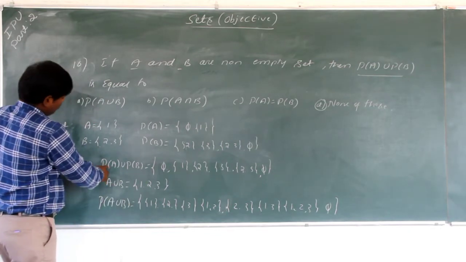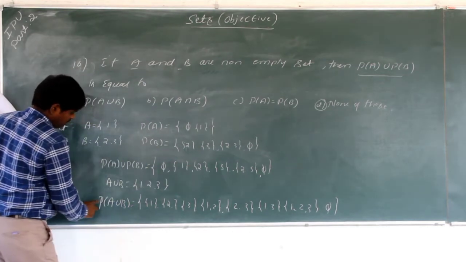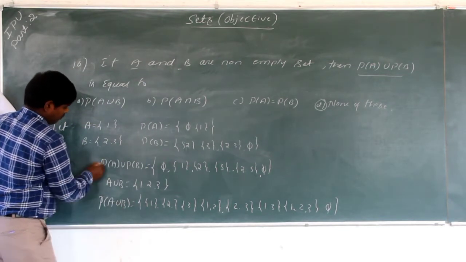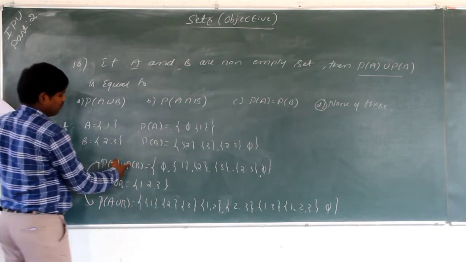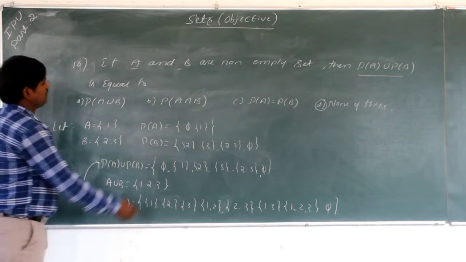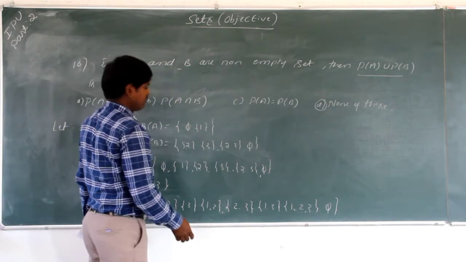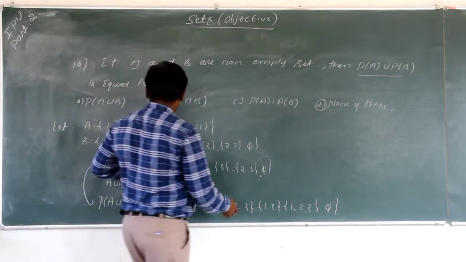So see here, P of A union P of B is given, and P of A union B is given. So therefore P of A union P of B is not equal to P of A union B. Similarly, P of A intersection B. Just we are going to intersect these two. Okay. P of A union B.